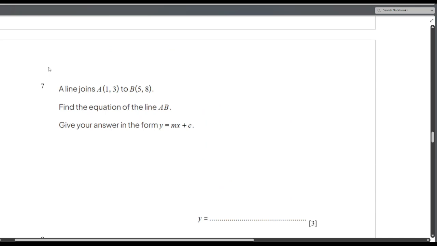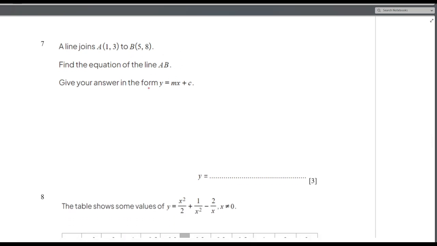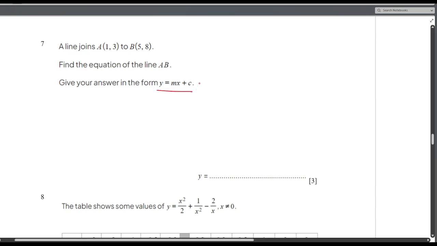Now a line joins A to B. Find the equation of line AB. Okay, now here I have to give my answer in y equals mx plus c form. So first let us find m. M is the gradient of the line, which is y2 minus y1 divided by x2 minus x1. So here it is 8 minus 3 divided by 5 minus 1, which equals 8 minus 3 is 5, 5 minus 1 is 4. So 5 upon 4 is m.